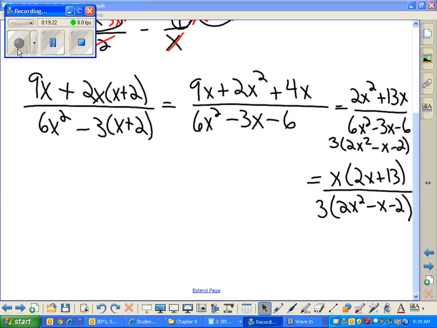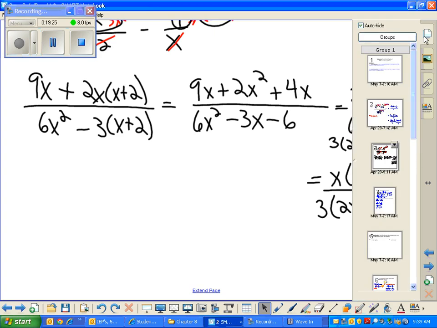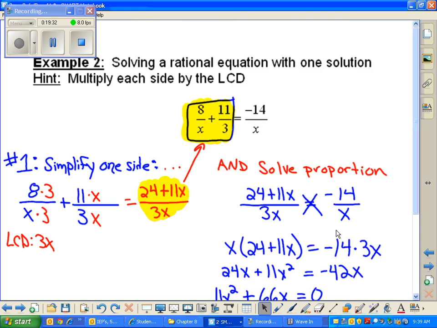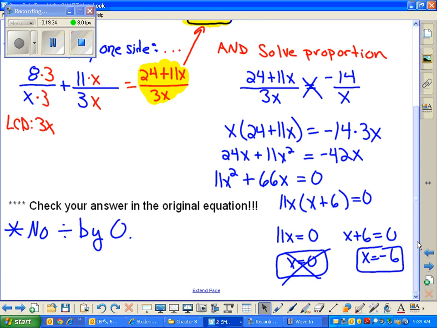Just to show you kind of where you're headed with this one. As I walk around, it looked really good. What you're going to get, initially when you distribute and you set one side equal to 0, is an equation that looks like 11x squared plus 66x equals 0. As I walk around, that looks good. Remember that the first method you always try when it comes time to factor is the GCF method. So I saw most of you trying to take out the 11x.